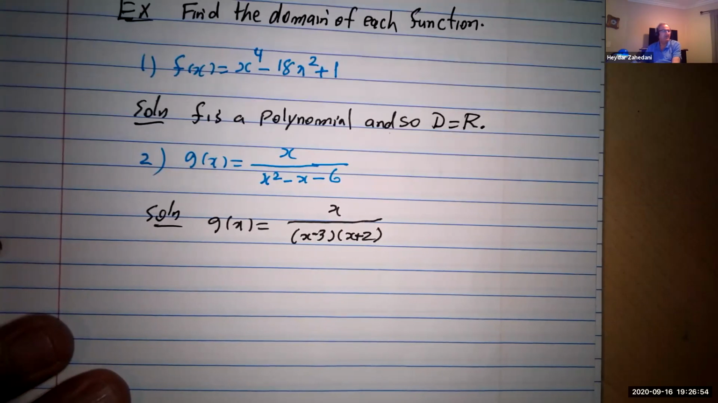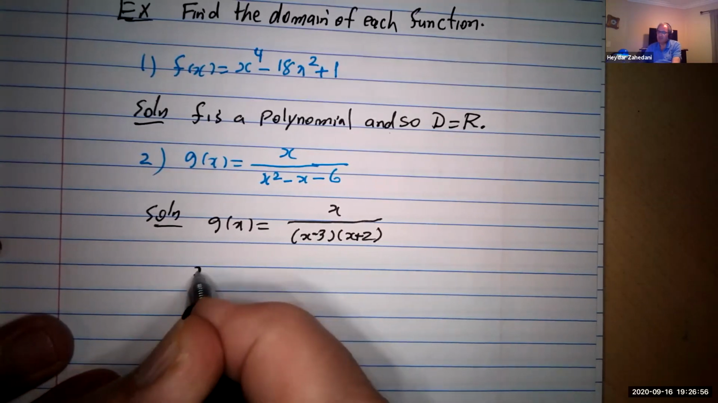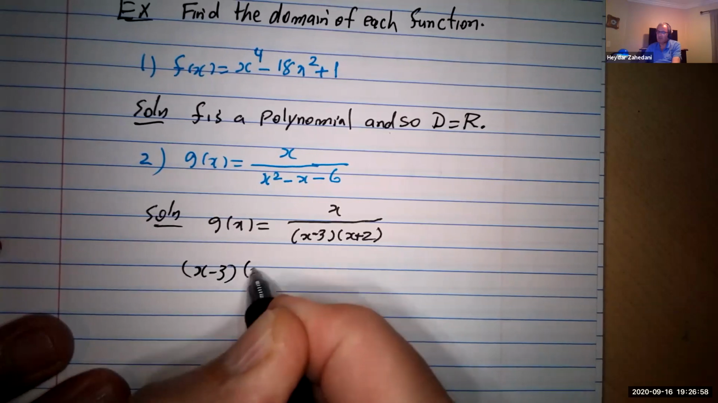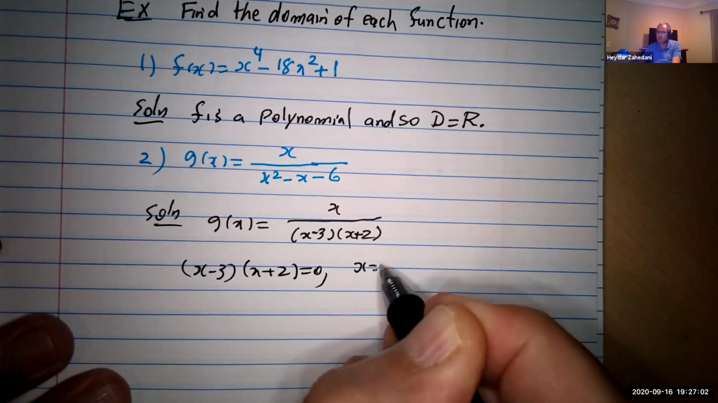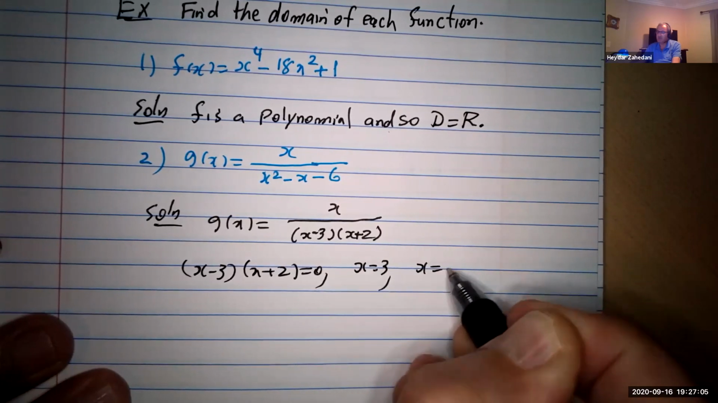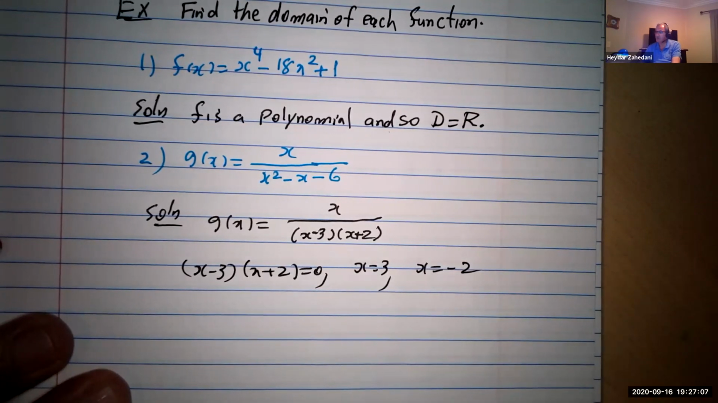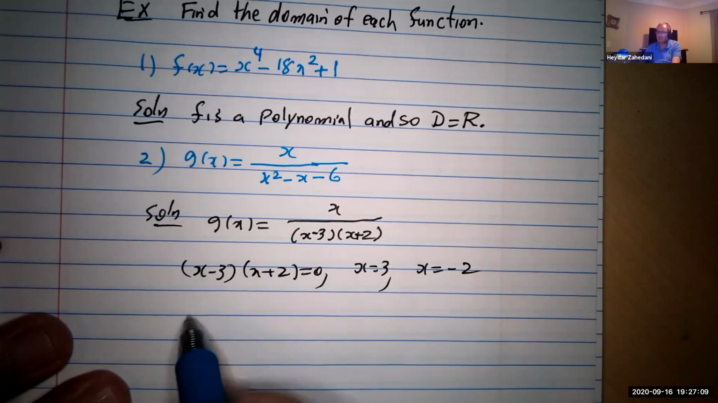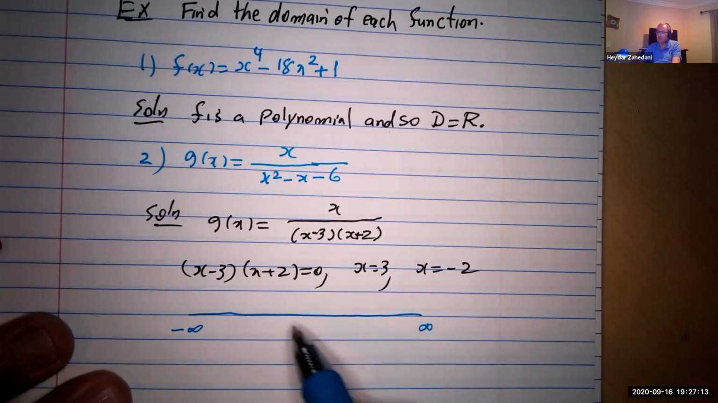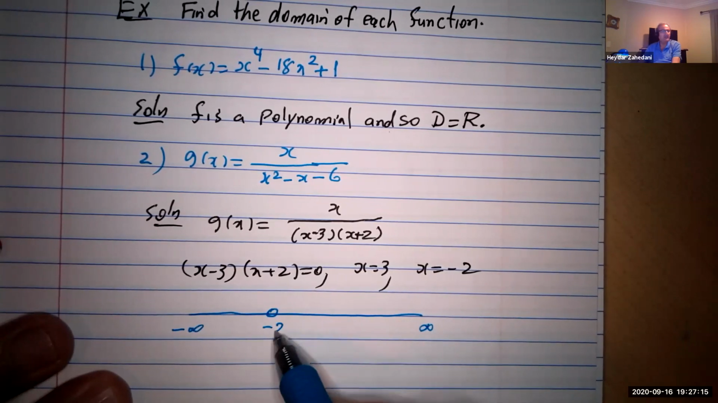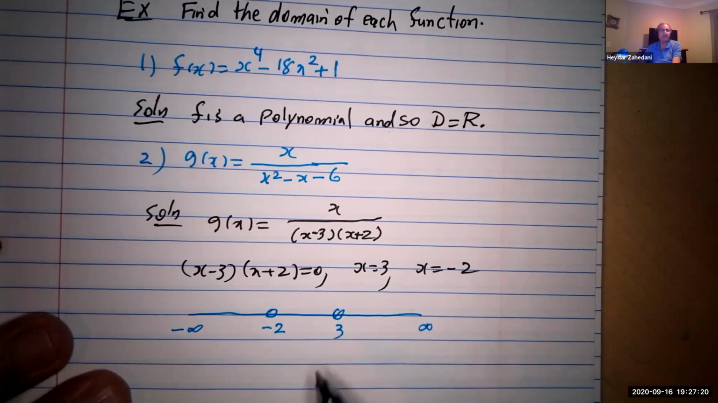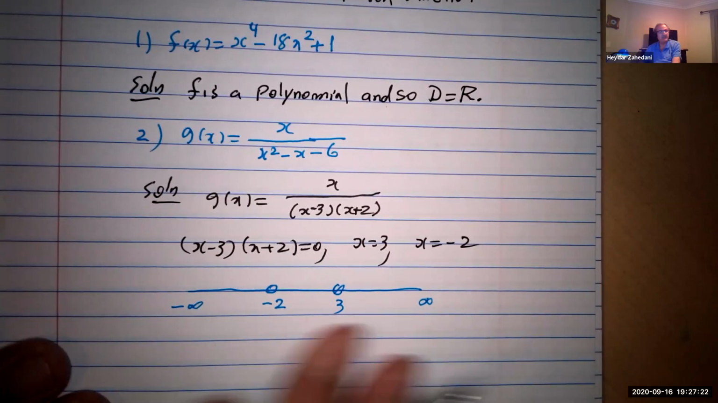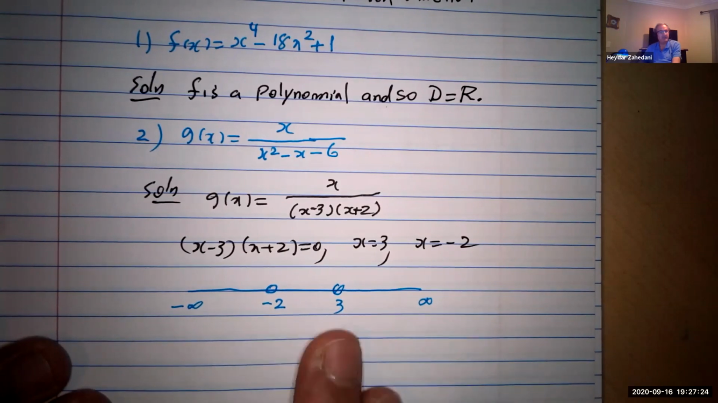Okay? So, you don't have to, but this is how we find it. It's going to be x minus 3 equal to 0, so that gives you x equal to 3, and x plus 2 equal to 0, that gives x equal to negative 2, the other one. So you have to exclude them. Okay, this is the number line. You exclude the negative 2, and you exclude the positive 3. So the domain is everything except negative 2 and 3.